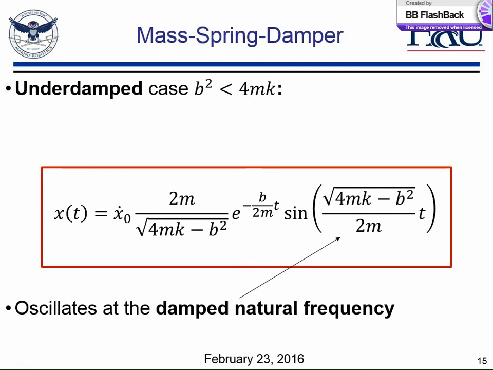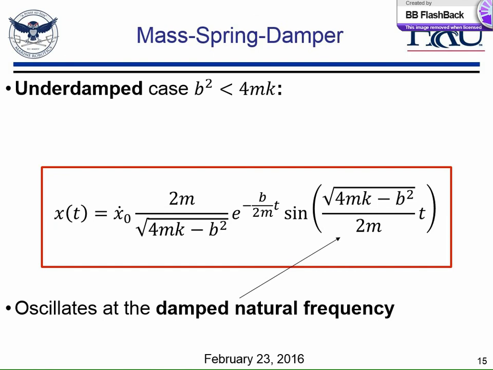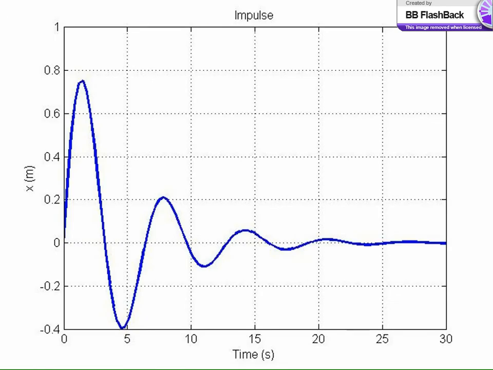We're no longer oscillating at radical k over m. We're oscillating at the damped natural frequency, which is slightly less than that. So, Travis was absolutely right. This is the response of our system. And if you look at that equation, we have an exponential term, e to the negative b over 2m t. This is bounded by e to the negative b over 2m t over here, right? So it is bounded on both sides by that exponential term, and it is oscillating at our damped natural frequency.